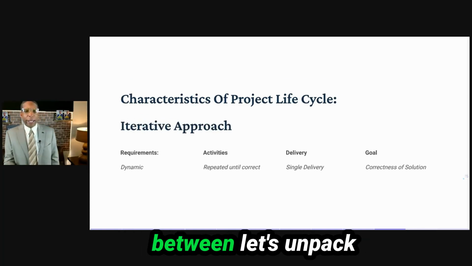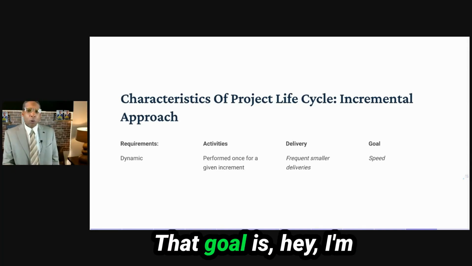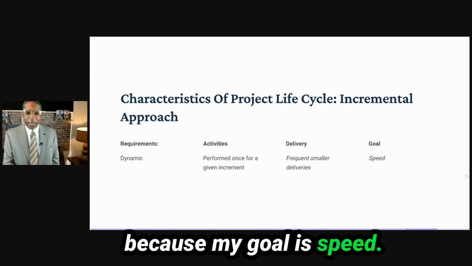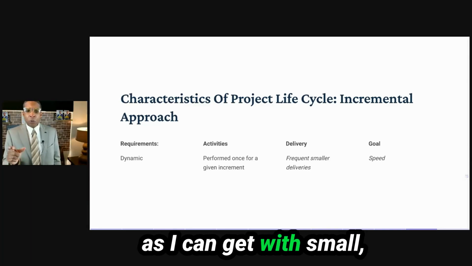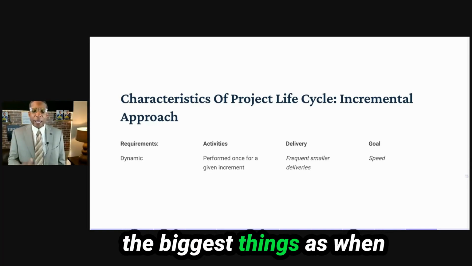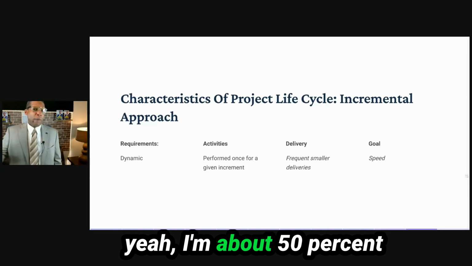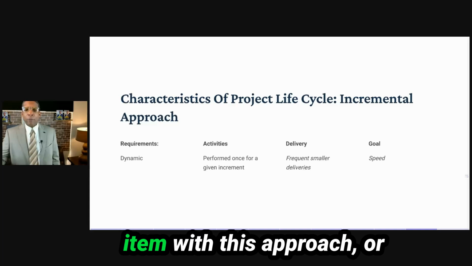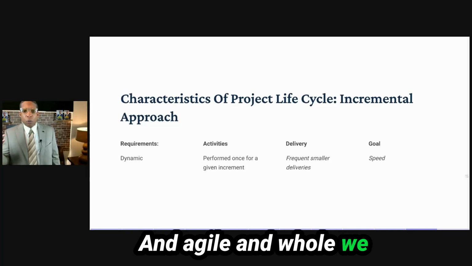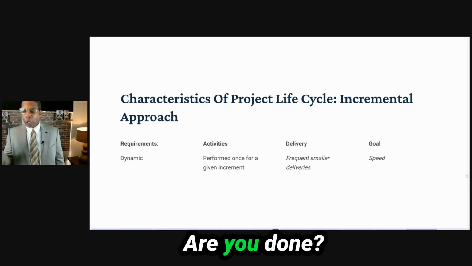Let's unpack this real quick. You look at iterative and then you look at incremental. With incremental, I'm going to deliver frequent, smaller deliveries because my goal is speed. I'm trying to go as fast as I can get with small, usable increments. Because one of the biggest things when you're leading projects from a predictive approach is that we talk in percentages, like, yeah, I'm about 50% done with this particular item. With this life cycle, and agile as a whole, we need working software. We want these things working. We don't want it to be like, oh, we're about X. No, are you done? Yes or no?